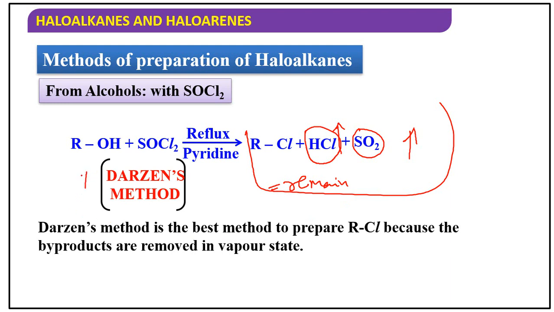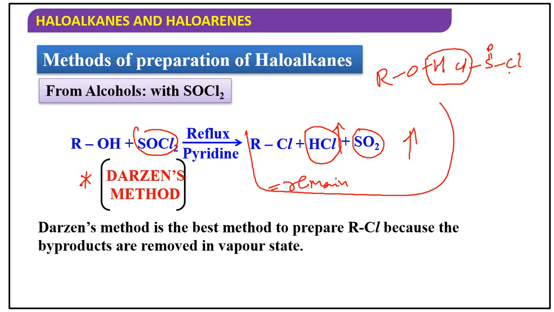This method's name is also important: Darzens method. We are using SOCl2. Here the byproducts are SO2 and HCl. Simply you can remember it like this: ROH plus SOCl2, S double bond O, Cl and Cl. This HCl you remove here.